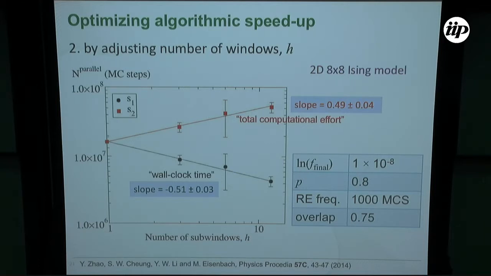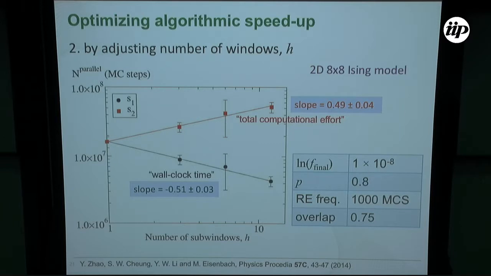But then if you look at the total computational effort, it goes as n to the power of 1/2. So at the end, we actually do more work. We do more work, but then we just distribute this to n processes. And so at the end, you still get a total speed up of root n. But from the second graph, you see the total Monte Carlo steps needed are more. We need more.